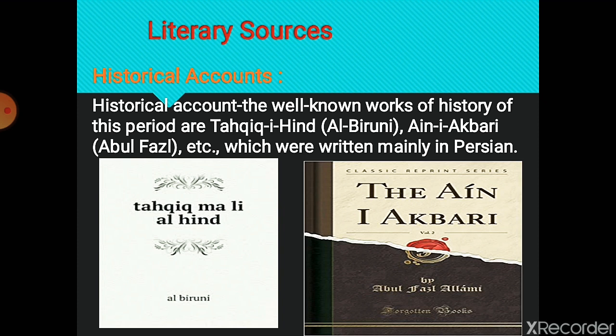For example, here Tahqiq-i-Hind. This is written by Al-Biruni. Another book we have is Ain-e-Akbari. This is the biography of Akbar, which was written by Abul Fazl, and Abul Fazl was one of the court poets of Akbar. So during the period of Akbar, Abul Fazl wrote Ain-e-Akbari, and both these books, Ain-e-Akbari and Tahqiq-i-Hind, were written in the Persian language. A question may come to you: mention the language in which Tahqiq-i-Hind was written by Al-Biruni. So you have to mention the Persian language. So language is also important here.